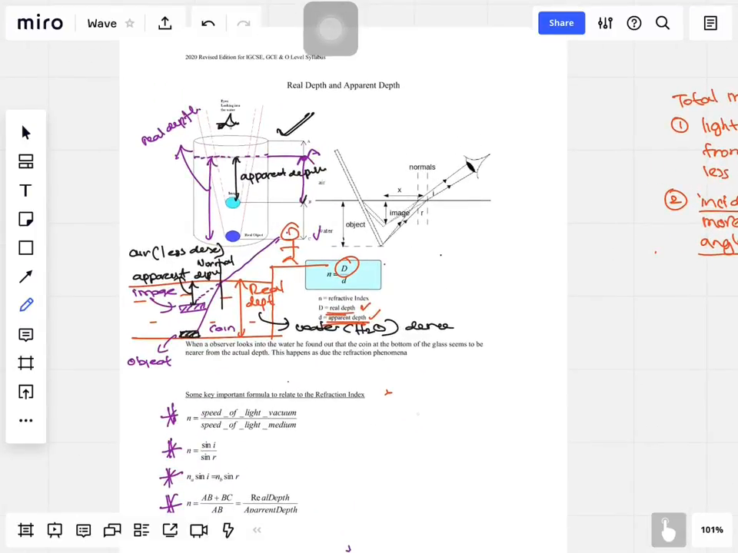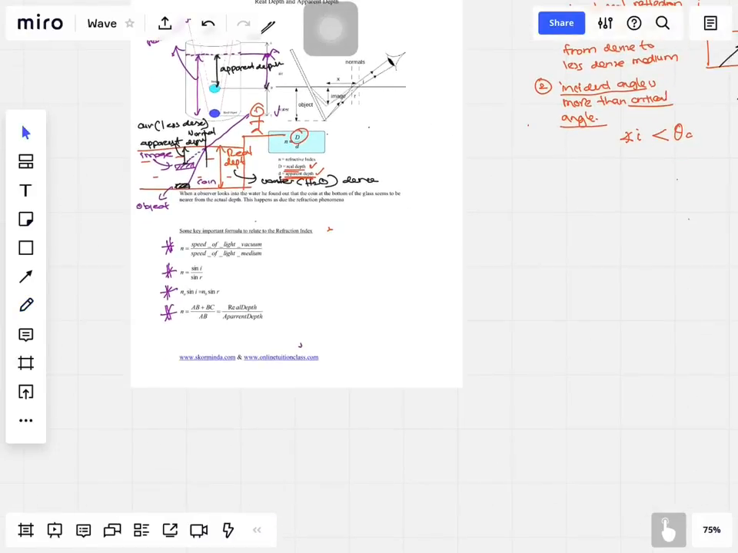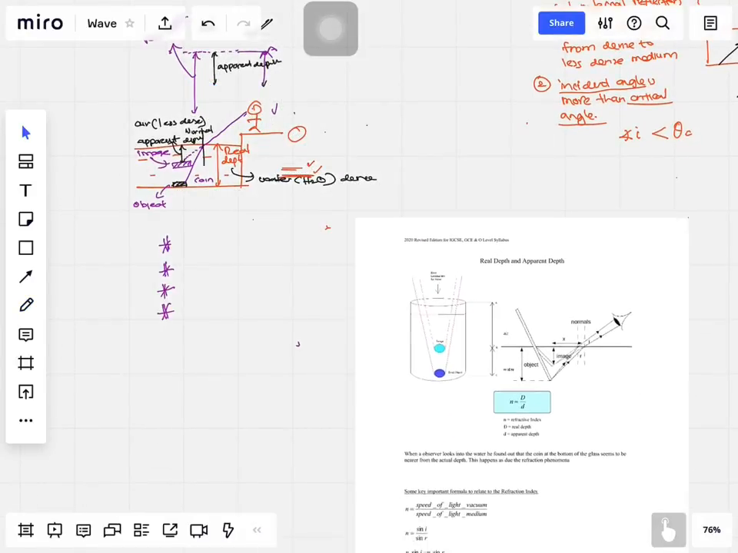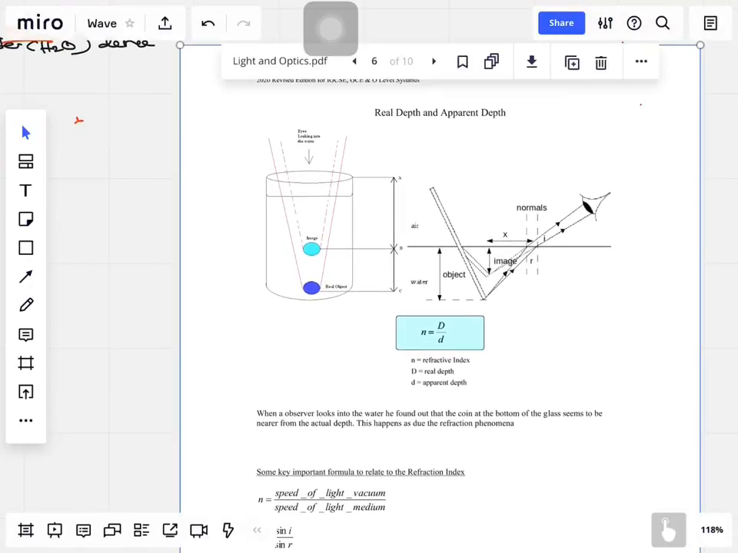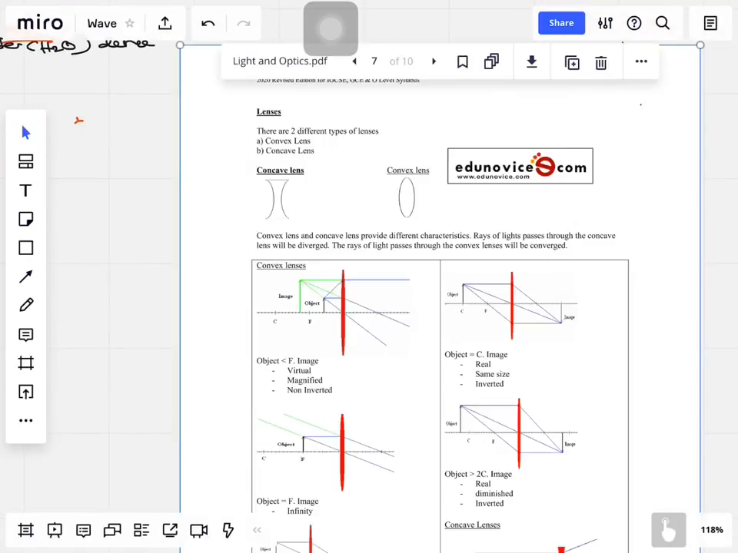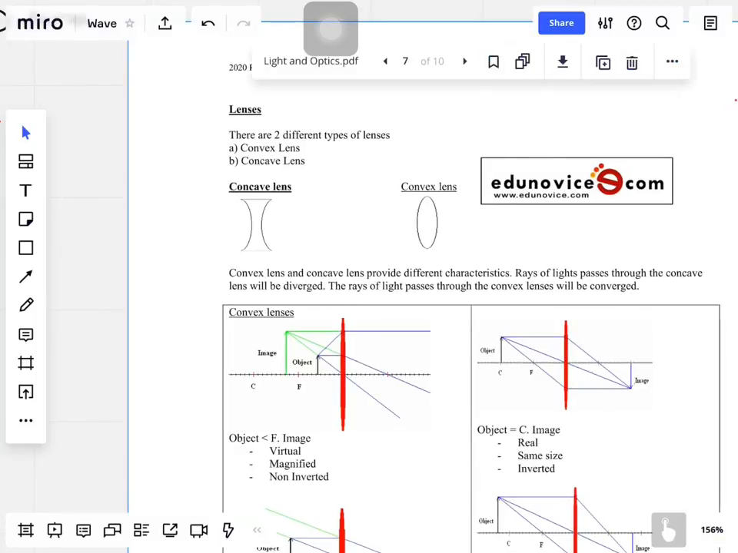All right, let's look at the next page here. Page 7 actually tells you about lenses, right? Lenses are like spectacle lenses. So this page actually explains a bit more about lenses. We have different types of lenses, because every one of us has a different power. And depending on the position of the object, the characteristics of the image are different, all right?